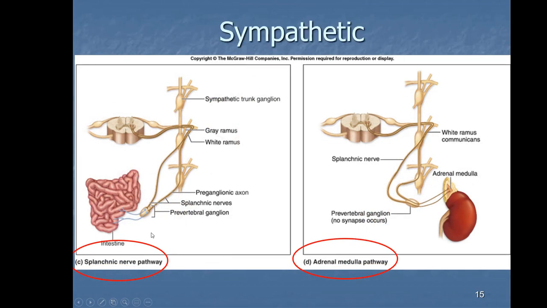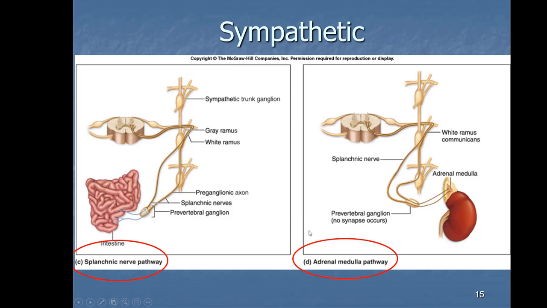In this example, this is what a lot of nerves that go to the intestines do. The preganglionic neuron goes through the white ramus, continues on, goes through the sympathetic chain ganglia without synapsing, and then synapses at one of those prevertebral ganglia elsewhere in the body, and the postganglionic goes to the intestines. This is called the splanchnic nerve pathway. So it doesn't synapse in the sympathetic chain ganglia, but it synapses at another ganglia.